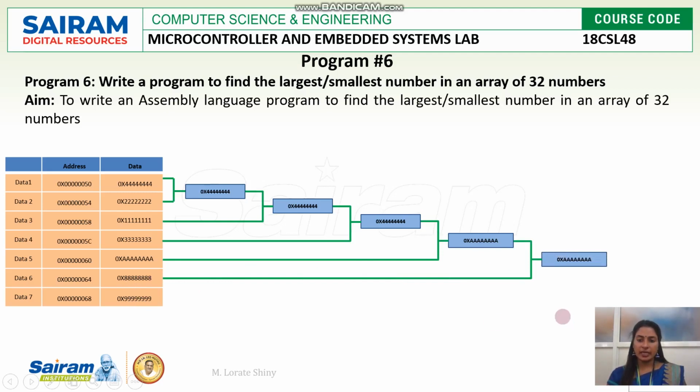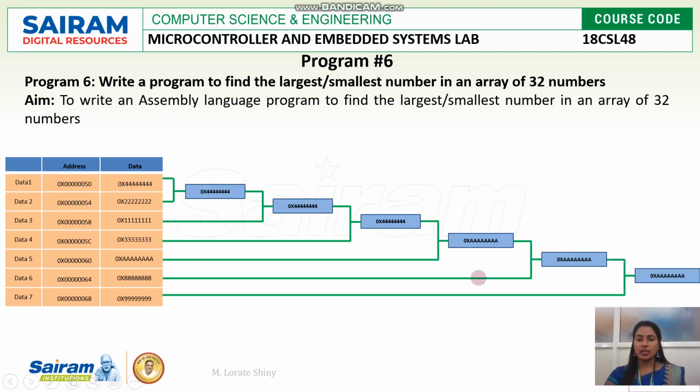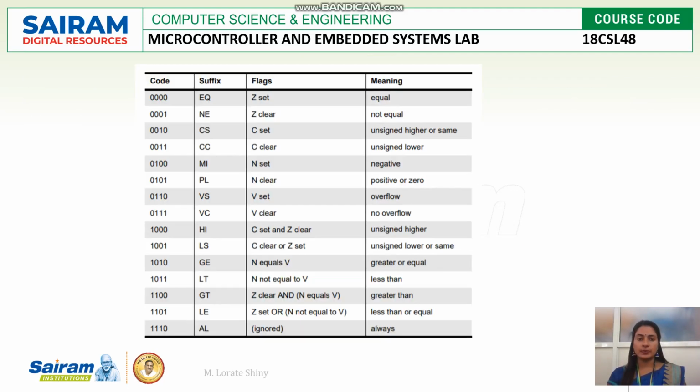Next, with that A, I am comparing the next data. So A and 9 will be compared. A is the largest number, so that is the result. So we can find the largest number in that register, which we are going to keep for that. Okay, this is the concept. We'll write the program for that.